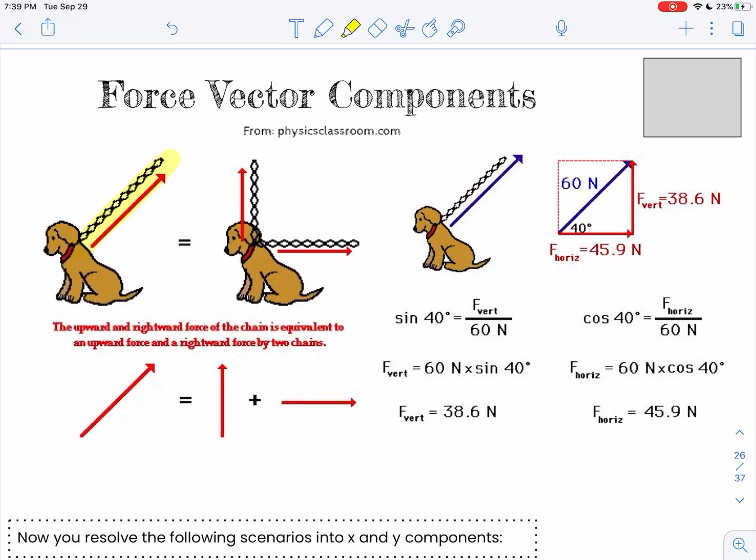And just like we did in projectiles, this kind of upward on the right angle force, okay, is composed of part of that force that's upward and part of that force that's sideways. All right. So basically, you're going to do the exact same thing like you did in projectiles. Okay. And you're going to use the sine and the cosine to figure out what those components are. Normally, we'll call them X and Y.